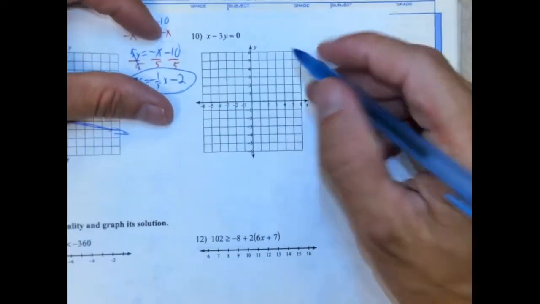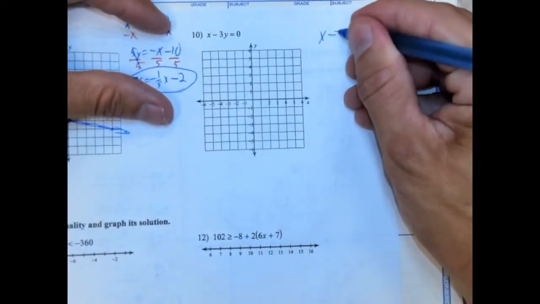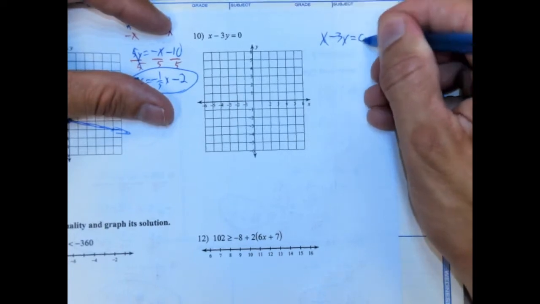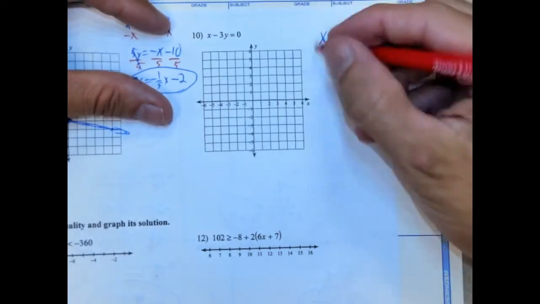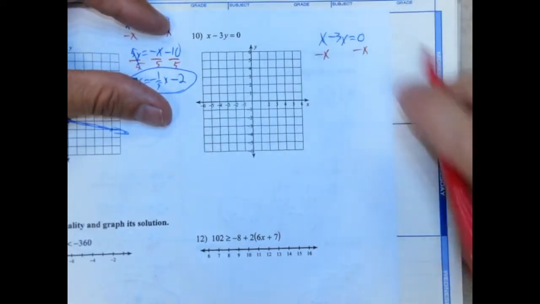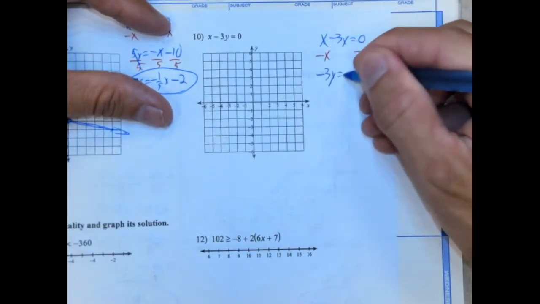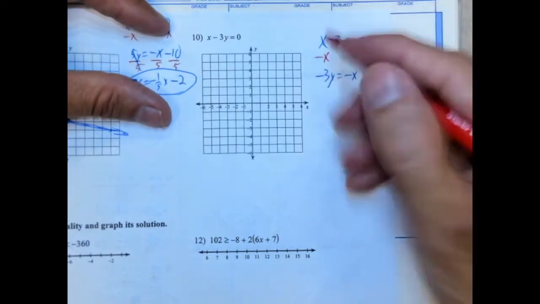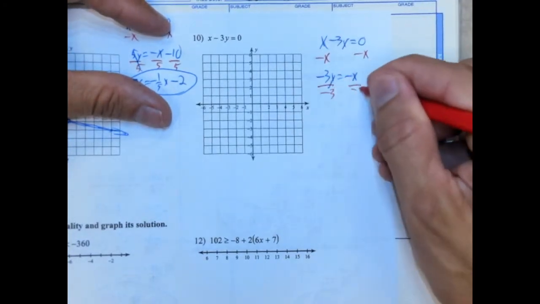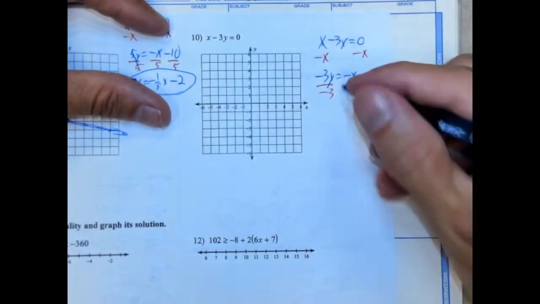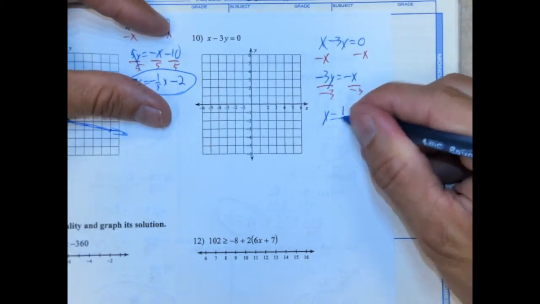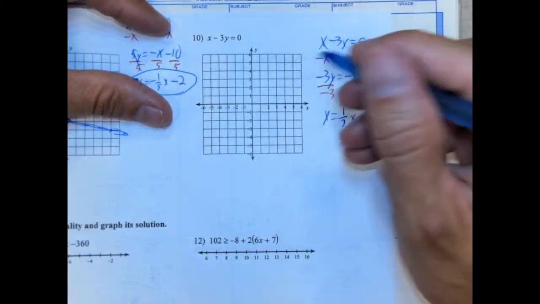All right, let's take a look at this one. So x minus 3y equals 0. Let's get y by itself so we can graph this. So we subtract x from both sides. So negative 3y equals negative x. Divide by our coefficient, which is negative 3. And we're going to get y equals positive 1/3 x. So this is going to be direct variation, actually.